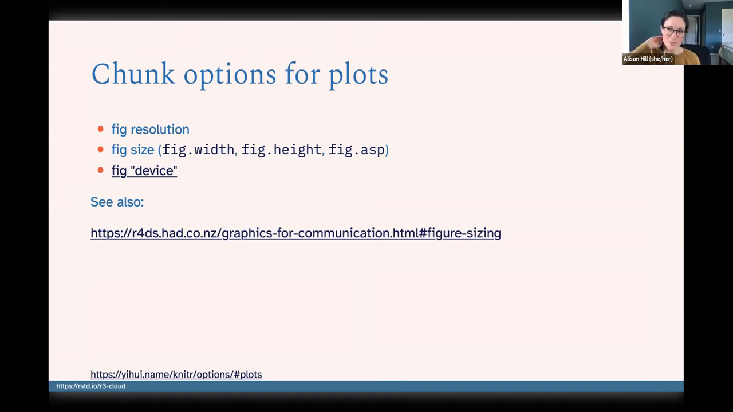There are a lot of chunk options for plots. When we talked about the knitr chunk options, we talked about include, eval, message, warning, but there are some specific ones for plots that are super helpful as well. Some are related to figure resolution and size: fig.width, fig.height, fig.asp. And fig.device. If for one of your publications the journal required all figures to be PNGs, for example, which can often happen, you can set that fig.device, both for an individual chunk, or in the execution options for the whole document. The place to find all the documentation is the knitr options for plots. There's that link at the bottom.